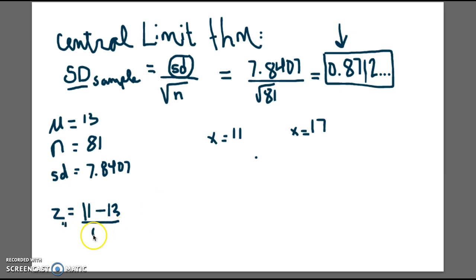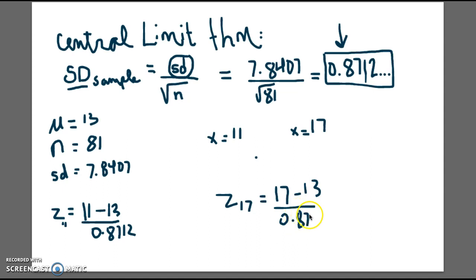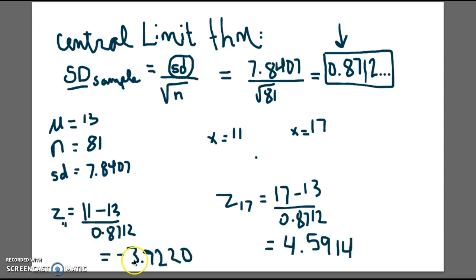We're going to find our z-score for 11, and we're going to find our z-score for 17. Our new standard deviation is 0.8712. And our z-score for 17 will be the same here. We got a 17, take away 13, divided by 0.8712, and we're going to look for our two percentages. Okay, so we're going to look these values up in our chart here. One second.